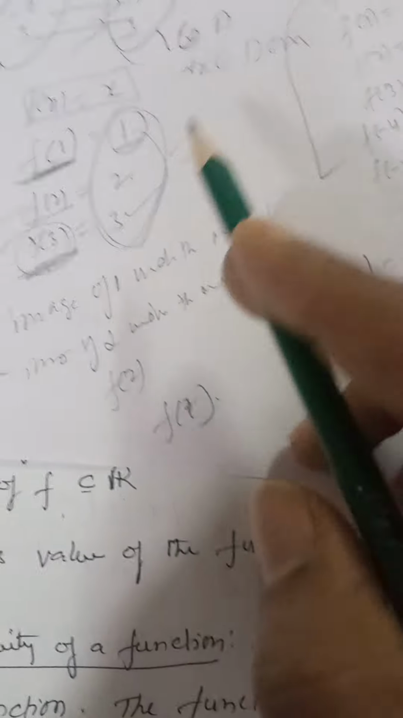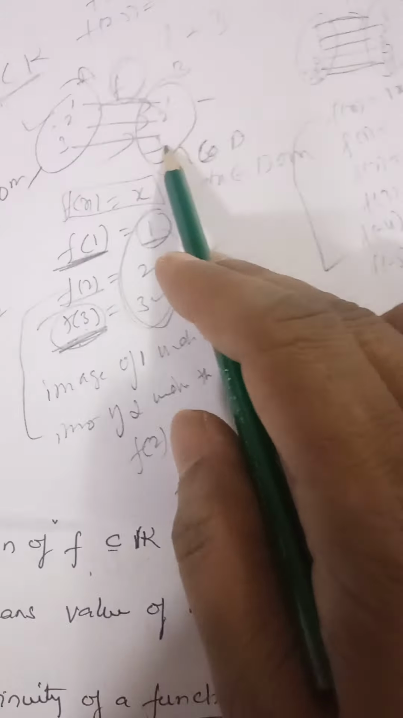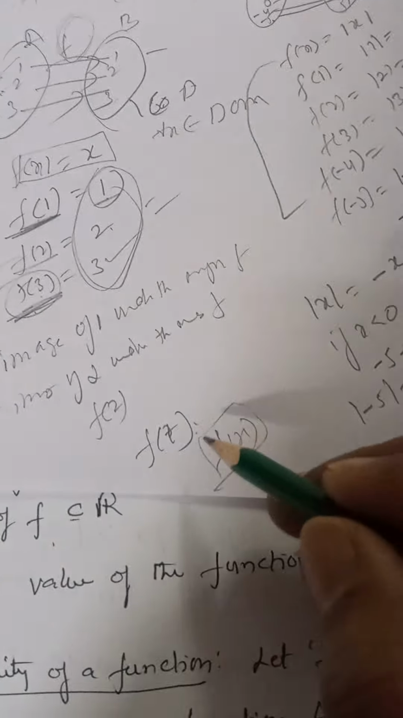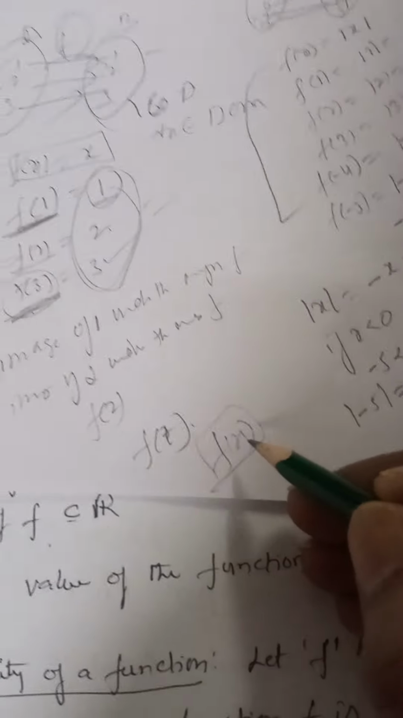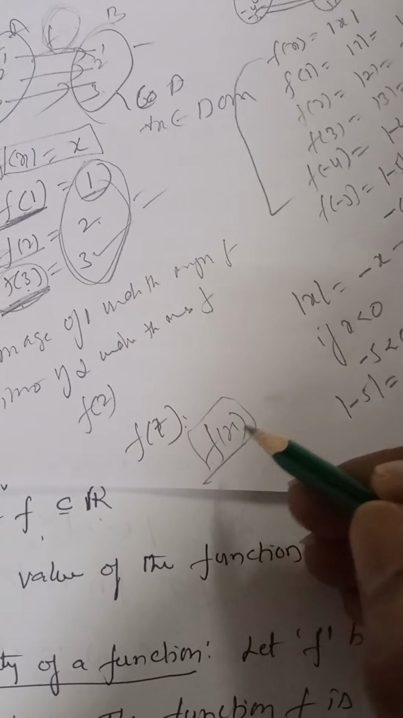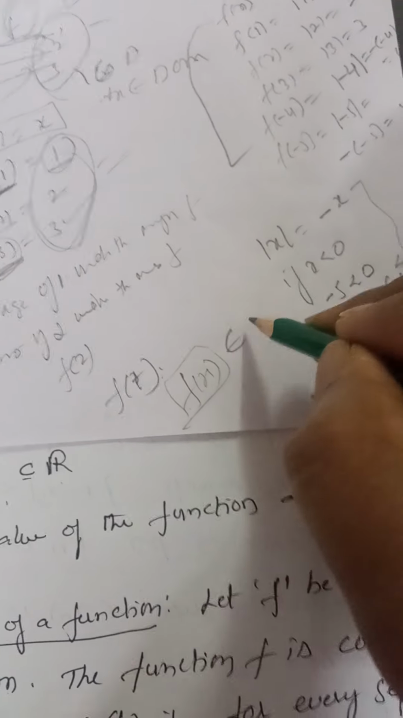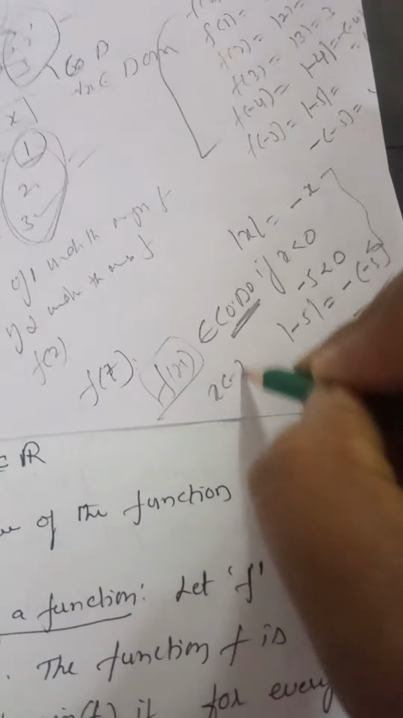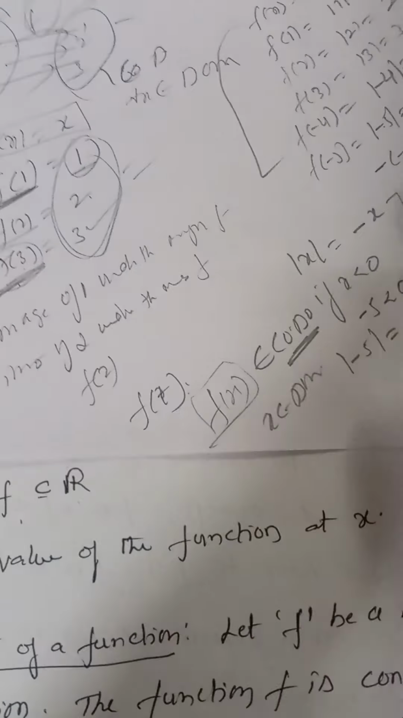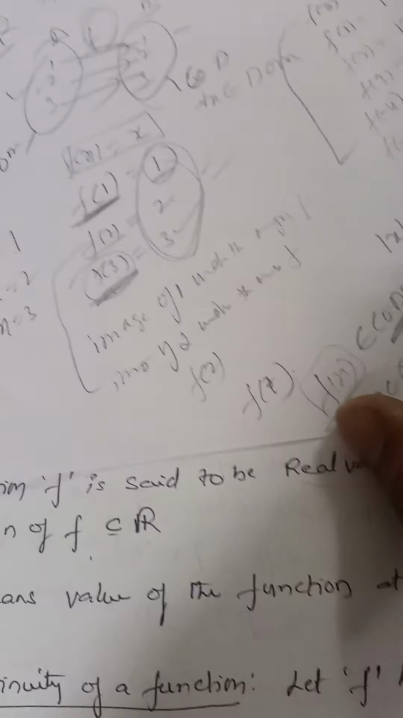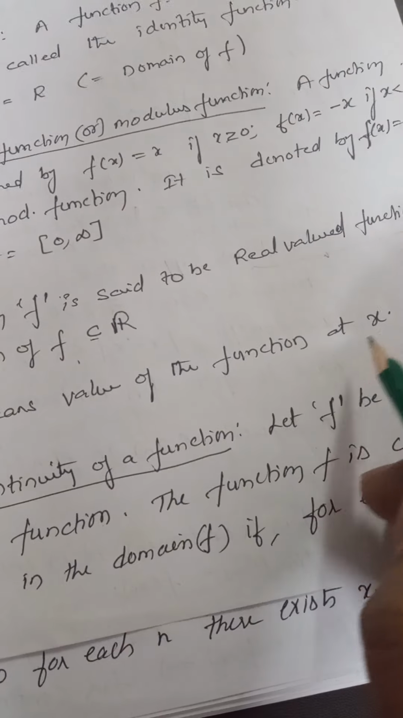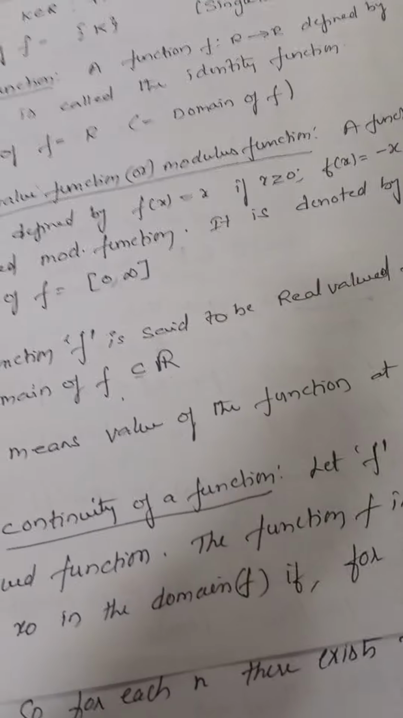All these images are in the codomain only, remember, right? Similarly, f of x means what? Image of x under the mapping f. Therefore, this f of x always belongs to the codomain only, where x belongs to the domain. F of x is always the image of x under the mapping f. Now, see, f of x means the value of the function at x, or you can say image of the function.